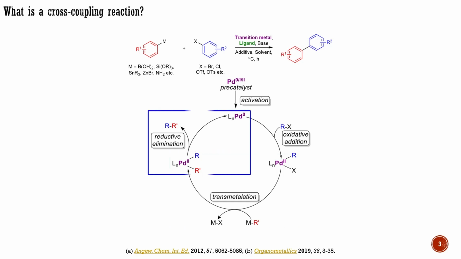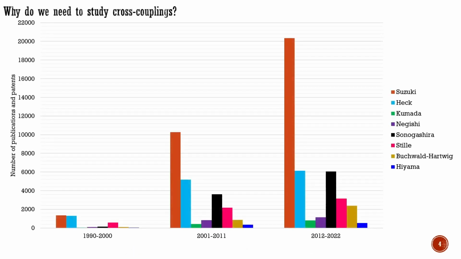The last stage of the process involves reductive elimination, resulting in carbon-carbon bond formation, regenerating palladium-0 species, which can re-enter the catalytic cycle. Cross-couplings catalyzed by nickel or copper have more complex mechanisms and will not be covered in this lecture. To answer the question about why we need to study cross-coupling reactions, we need to assess some numbers.